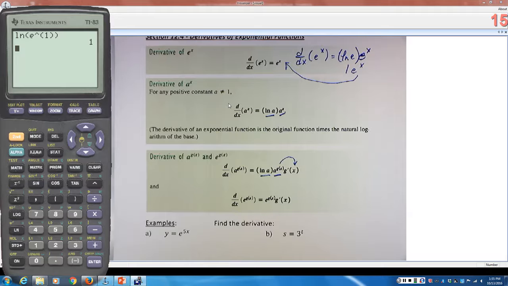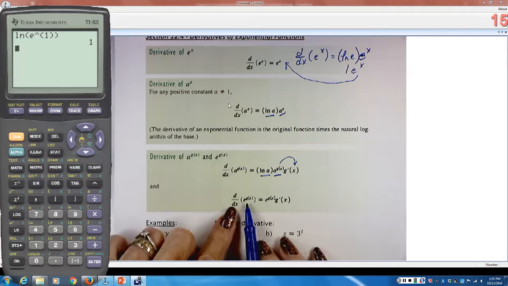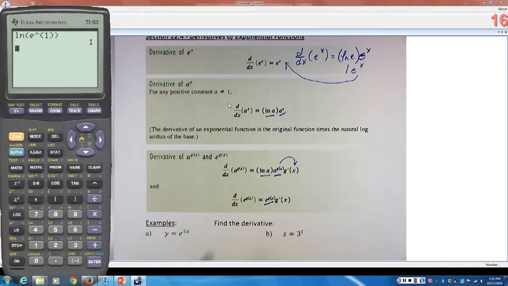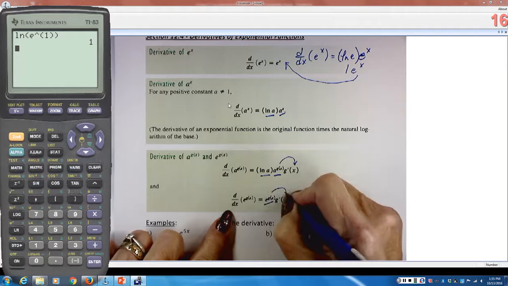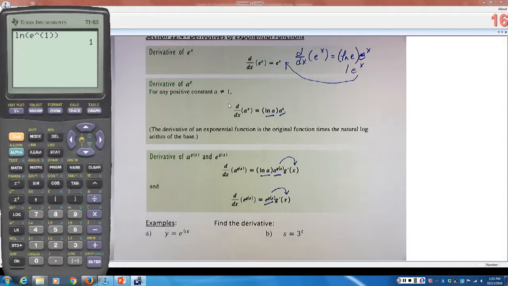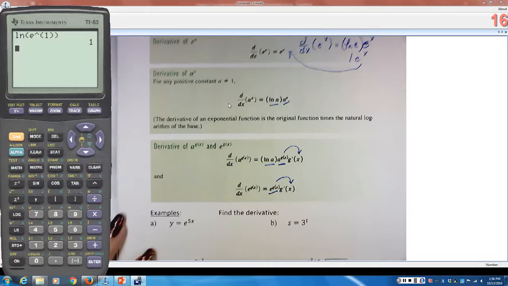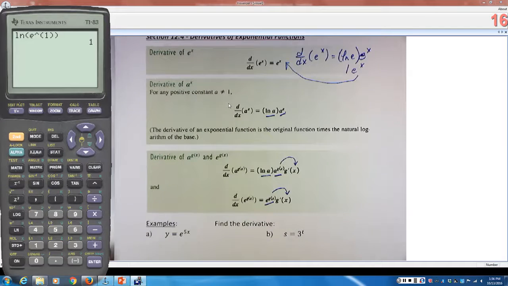The same thing if it's e, the derivative of e raised to some power that's a function is e raised to that power, because the natural log of e is 1, times the derivative of that power. So this time what you'll take the derivative of is the power. Unlike before where you took the power down in front, reduced it by 1, and then took the derivative of what was inside the parentheses, this time you'll have to actually take the derivative of the power. So we're going to do some examples.